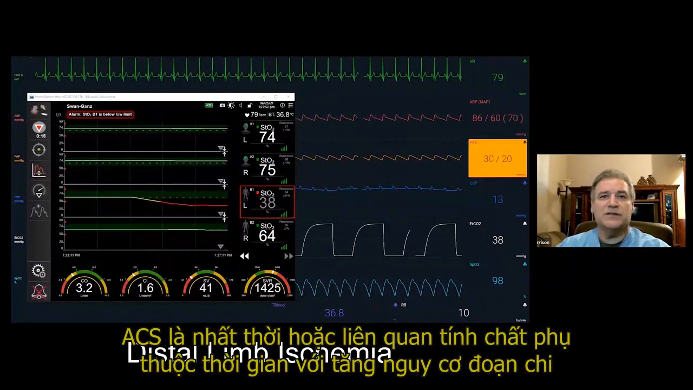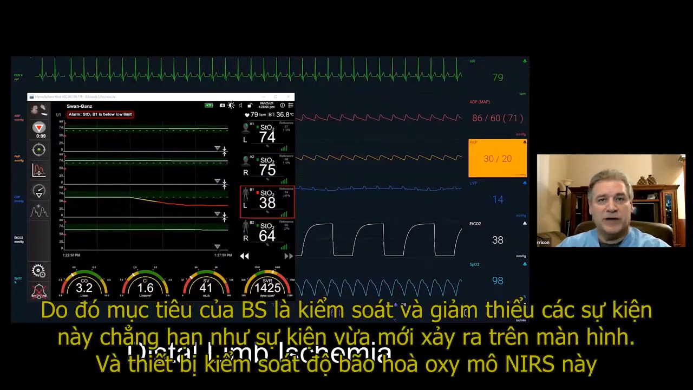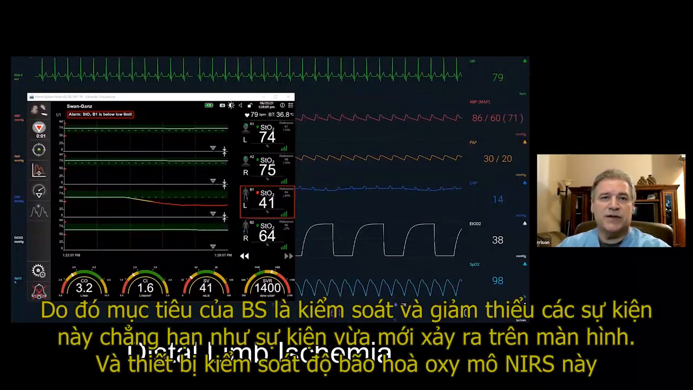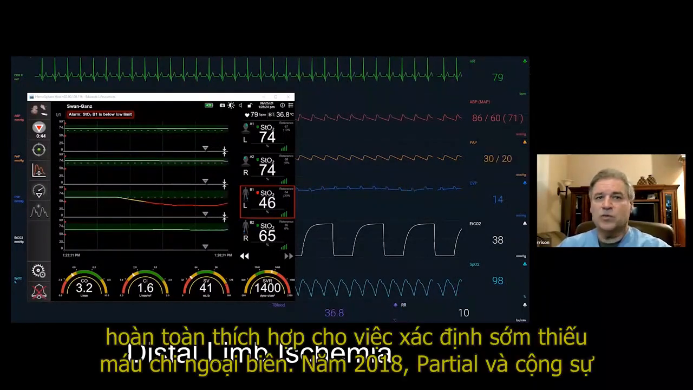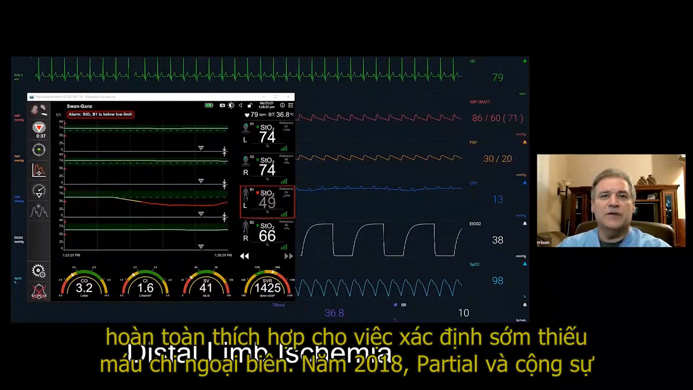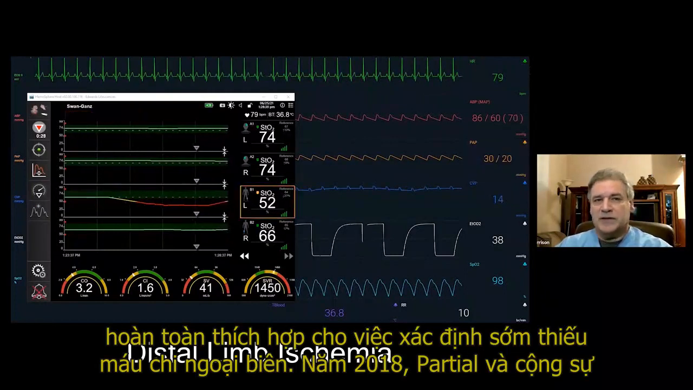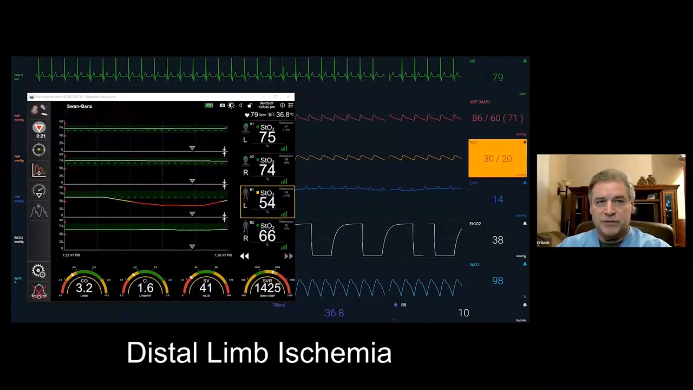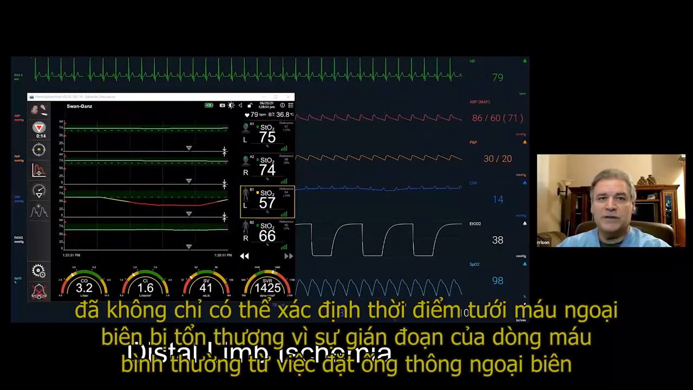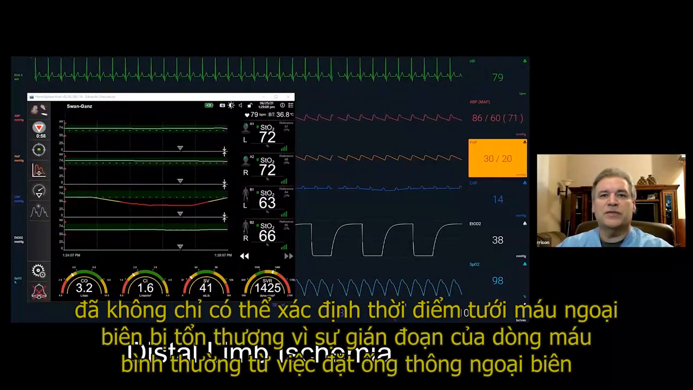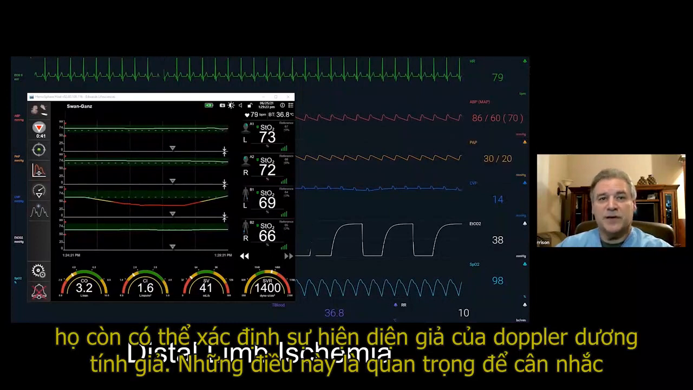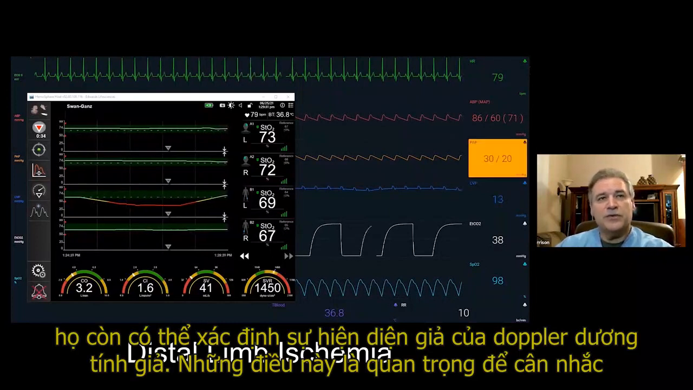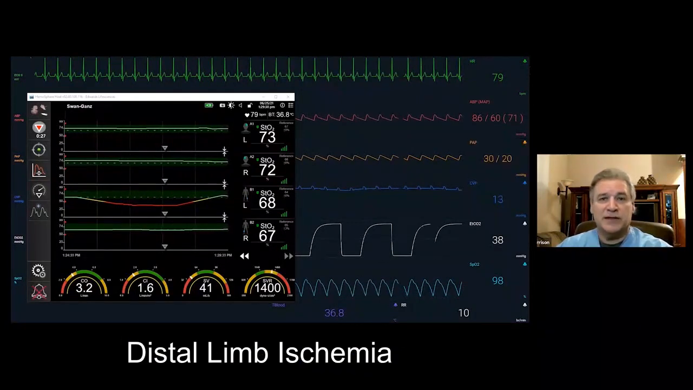As such, the goal of the clinician is to monitor and mitigate these events when possible, such as the event that just took place on the screen. As a tissue oxygen saturation monitoring device, NIRS is well suited to the early identification of distal limb ischemia. As a matter of fact, in a 2018 report, Patton, Rivera, and others were not only able to identify when distal perfusion was compromised due to the interruption of normal blood flow from the placement of the peripherally placed cannula, they were also able to identify the false positive Doppler. These are important things to take into consideration when peripherally cannulating a VA ECMO patient.